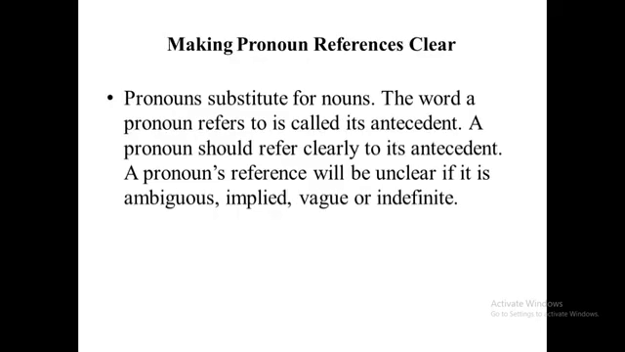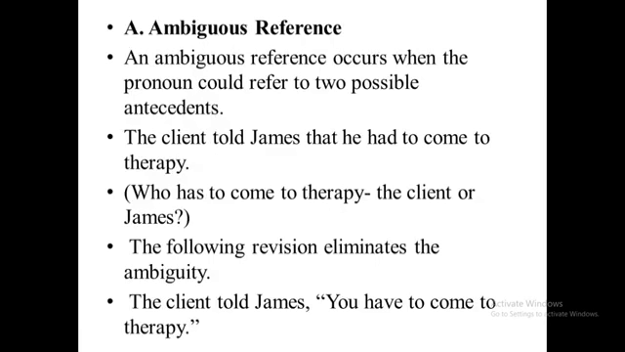So now we are going to discuss how you have to make the pronoun reference very clear. Pronouns substitute for nouns. The word a pronoun refers to is called its antecedent. A pronoun should refer clearly to its antecedent. Okay. A pronoun's reference will be unclear if it is ambiguous, implied, vague, or indefinite. So number one is ambiguous reference. An ambiguous reference occurs when the pronoun could refer to two possible antecedents.